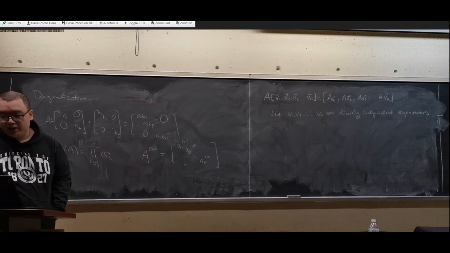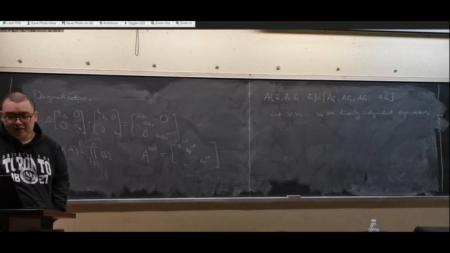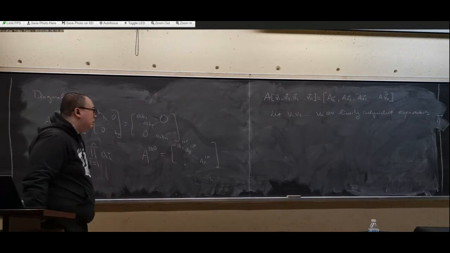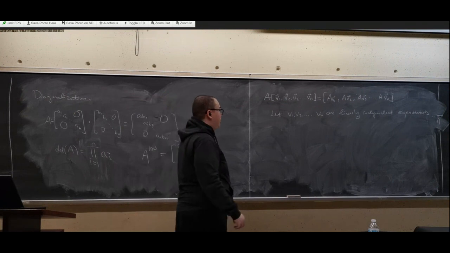Can you calculate the determinant of A by the product of the norm of each row? I don't think so. Maybe? I don't know. I need to think about it.